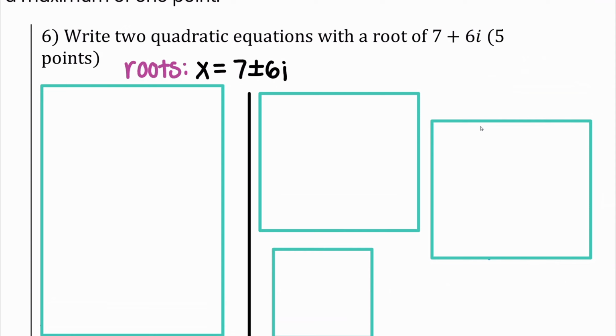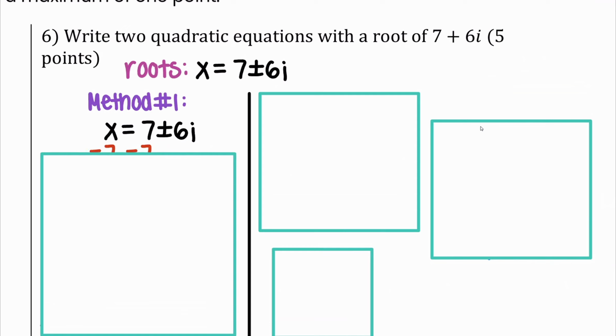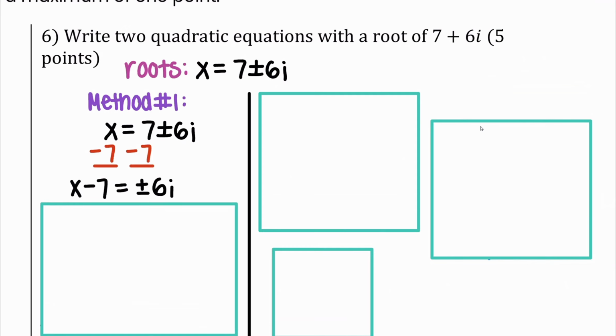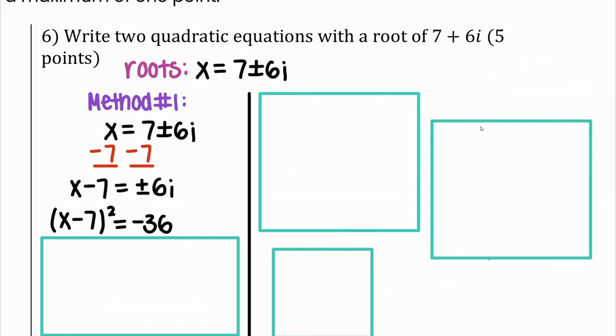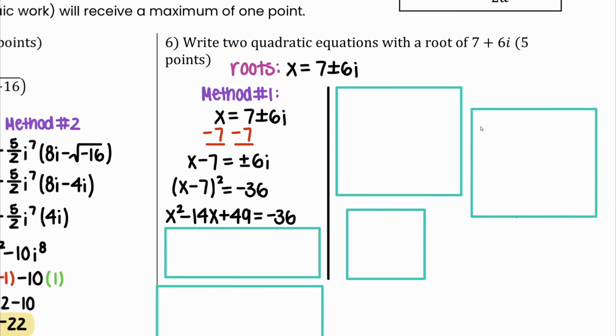negative version as such. So if we were to use the method of reversing the solving of x, we would first subtract 7 on both sides, thus giving us x minus 7 equals plus minus 6i. And then square rooting both sides allows us to create the quadratic equation, and that gives us (x minus 7) squared equals negative 36. Multiplying out the left side gives us x squared minus 14x plus 49 equals negative 36.